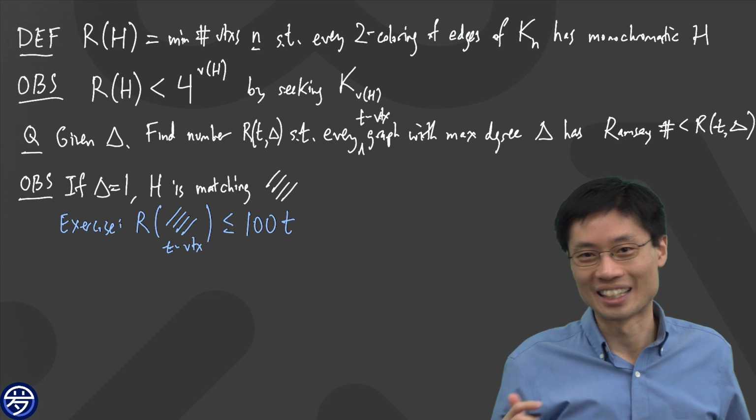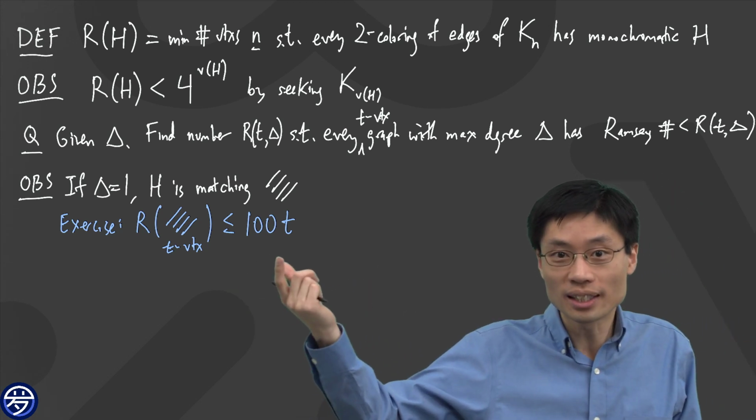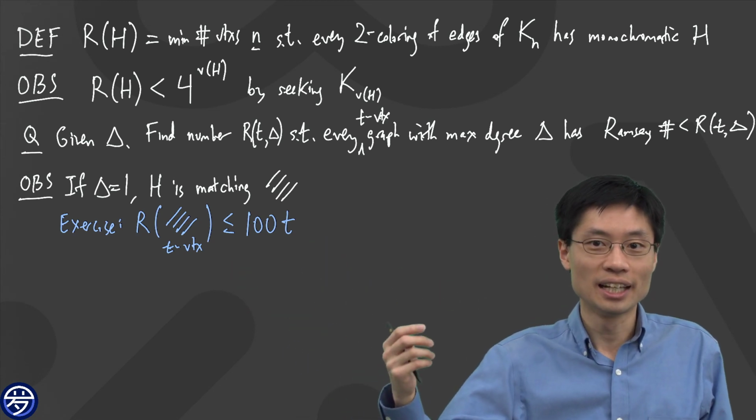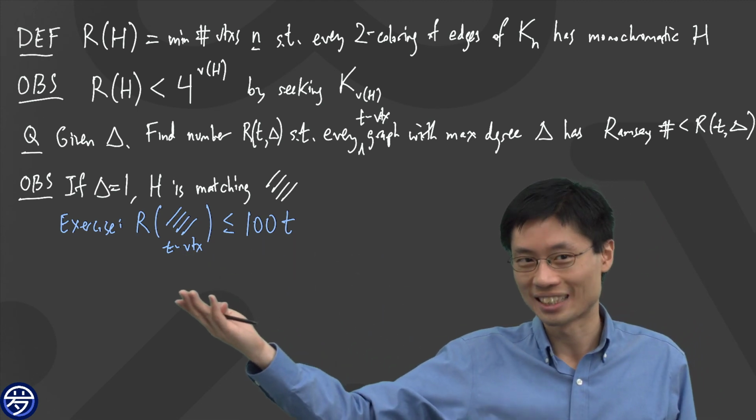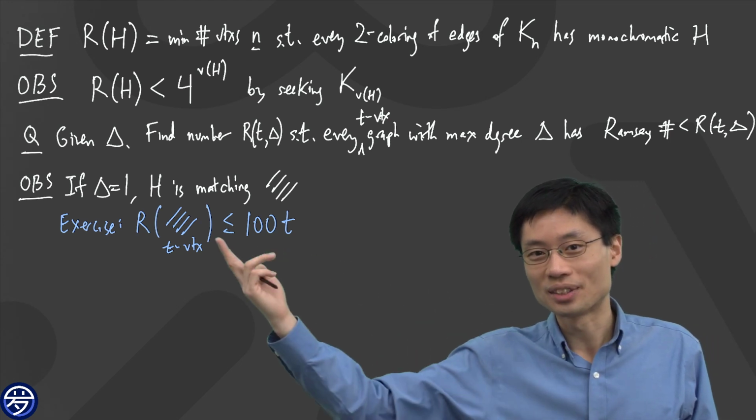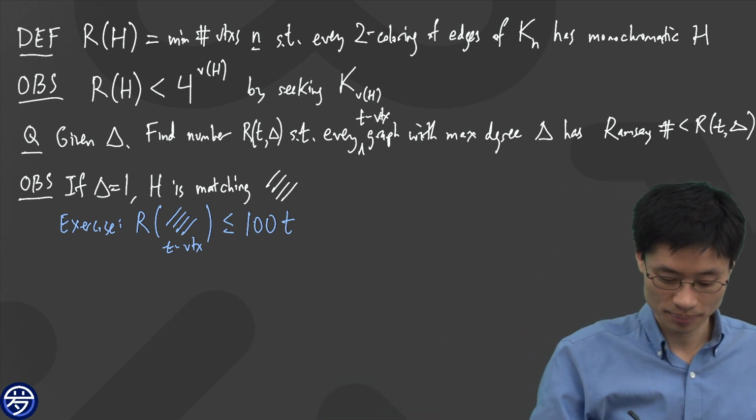It's linear in t. I'm just going to put down 100, but you can do better than that. There's actually some number you can write here, and there's no need to get more than a linear number of vertices. If you're going to color all of the edges, you're going to, for sure, find one of these monochromatic matchings with at least t vertices. The 100 is not the important number. The important thing is it's linear in t.